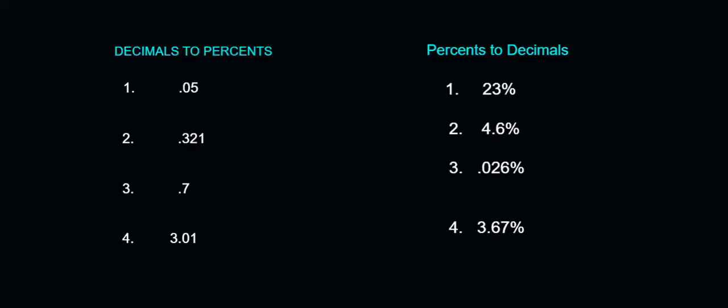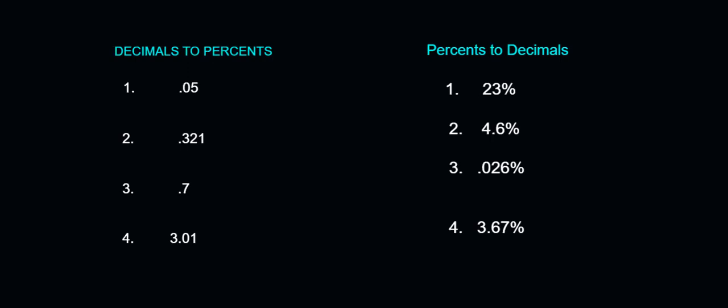So in today's lesson, we're going to change decimals to percents and percents to decimals. This shouldn't be too bad for you. So let's take a look at number one. I want to change 0.05 as a decimal into a percent.